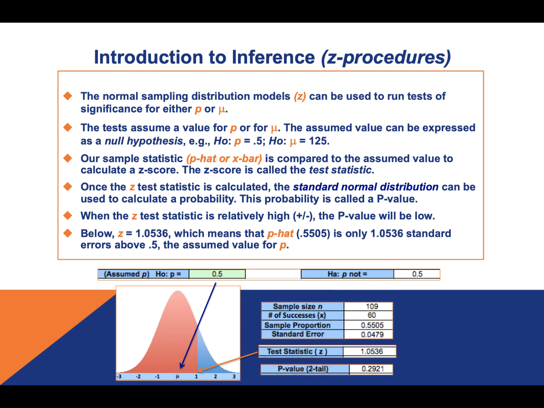Once our test stat is calculated, normal probability can be used to obtain what's called a p-value. When our test statistic is relatively high, as we've seen, the probability or p-value will be low. Below we could see that z is only about 1.054, which here means that our p-hat value is relatively close to the assumed value of 0.5.